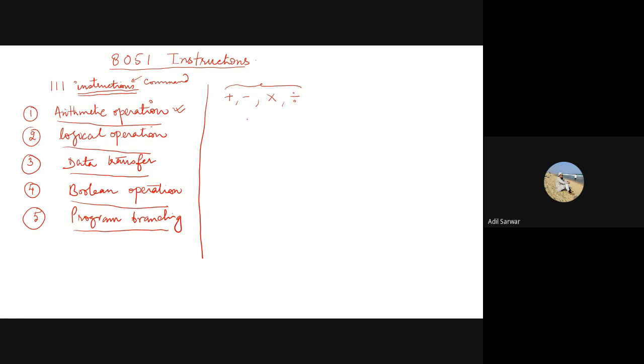So for each one of them, we have instructions. For example, let's start with the addition. So we have the ADD instruction. Okay, and ADD can be operated on various combinations of operands, which I am writing down here. The operands could be A and Rn, where A is the accumulator and Rn is any one of the general purpose registers from R0 to R7.